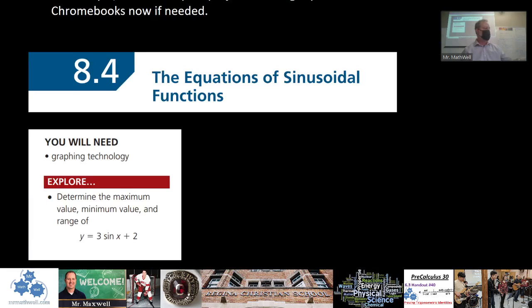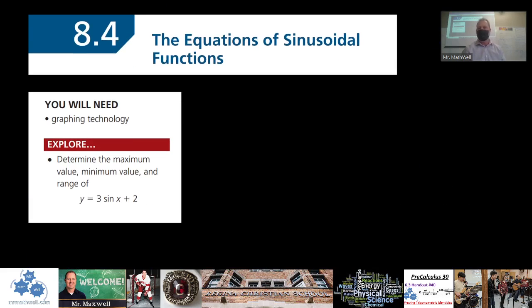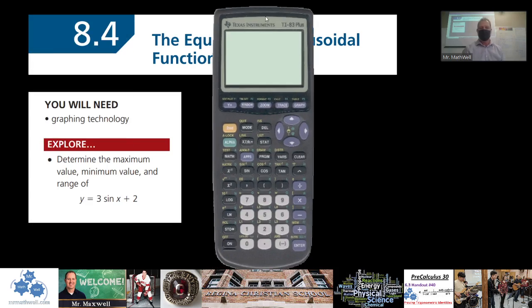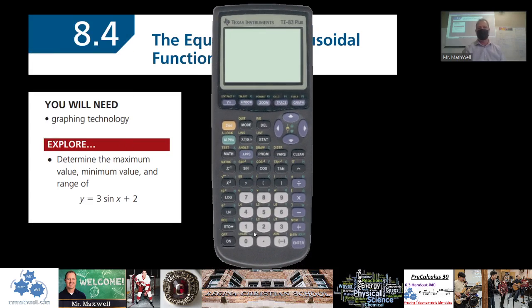So what you're going to need to do is get a graphing calculator. Those of you at home, you can grab a graphing calculator if you have one on your computer or your phone. Take a moment to grab one, and you guys in here, grab a graphing calculator and take it back to your desk. What we're going to do is graph this, y equals 3 sine x plus 2. If you have a TI-83 like me, it's going to look like this. Got one? Okay, crack it open, turn it on.